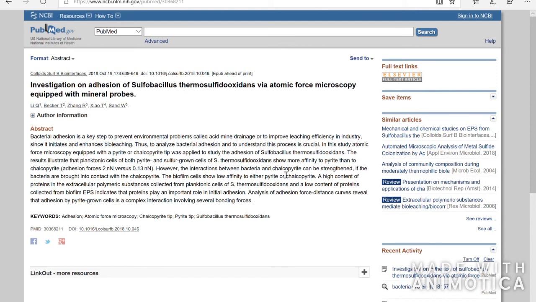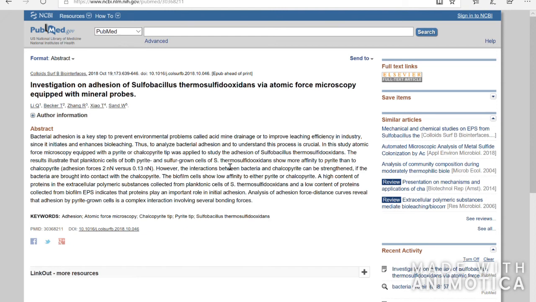However, the interactions between bacteria and chalcopyrite can be strengthened if the bacteria are brought into contact with the chalcopyrite. So that's pretty much self-explanatory. If you place the bacteria on chalcopyrite, it'll stick better. All right. The biofilm cells show low affinity to either pyrite or chalcopyrite. So, as you probably don't know, bacteria do have certain pathogenic factors, and they can secrete a biofilm.